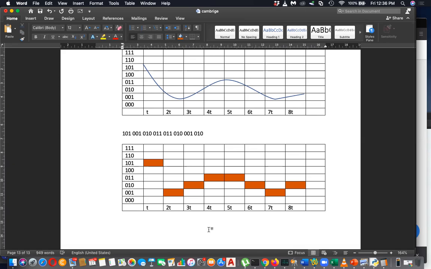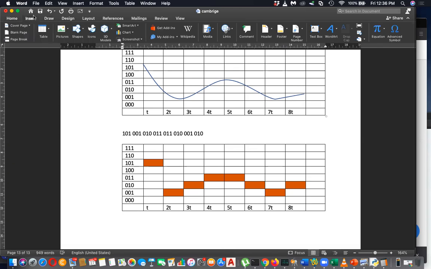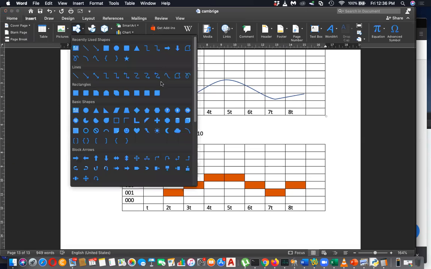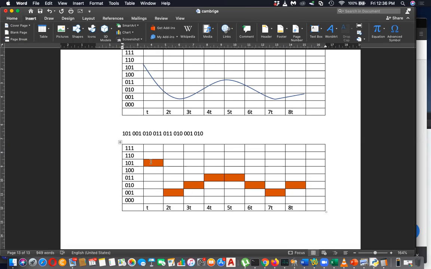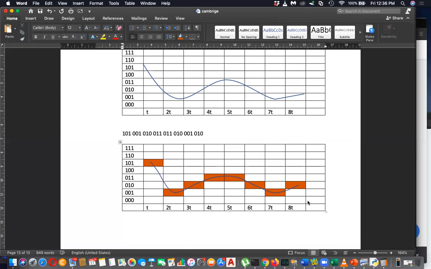Okay, if you try to regenerate the signal, I'm going to regenerate this. I'll start from here. I'll go here, here, here, here, this one, and this one. You can see the regenerated signal is not exactly the same. There will be minor changes, but mostly it's okay.